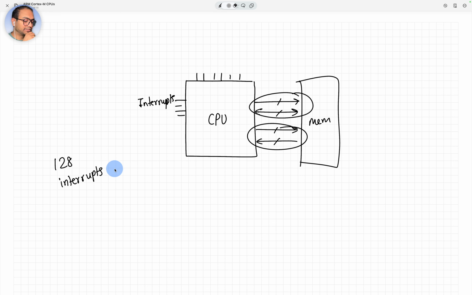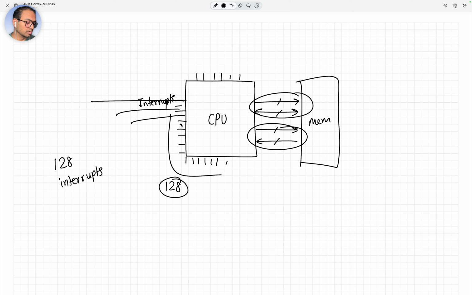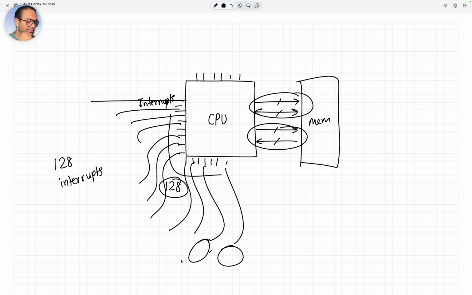Then the straightforward model is that we would need 128 pins on that CPU that are to be tied to, or connected to, the temperature sensor, the engine, some signal, oil level, tire pressure, and so on. The CPU needs to have 128 lines dedicated to these external input sources.